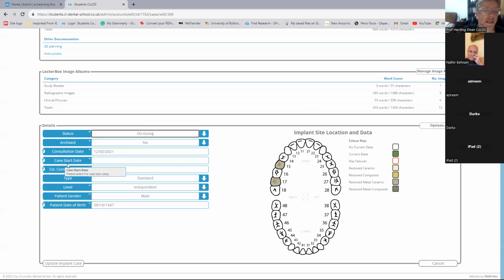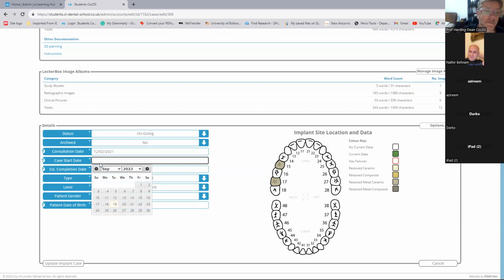Archive, no. Consultation date, we've got that down. You've got your case start date. We need to put a start date. Now, the start date will be the date at which you placed or did your first, whatever you did. I try to put it in there, it doesn't come up. It just disappears. Like if you try now, whatever date you put in there, once you click back, it goes. I don't know why. I think you have to choose the format they've given you, so not to put it manually. You choose the year.